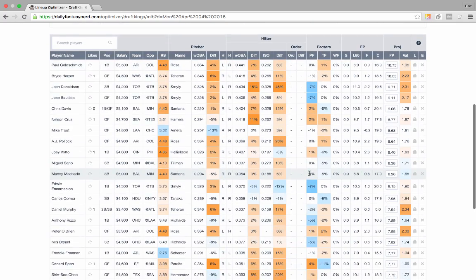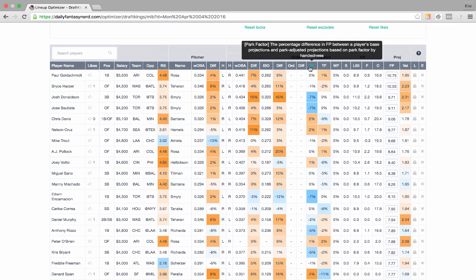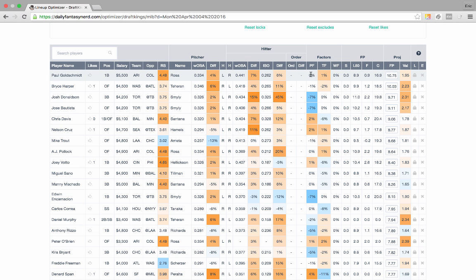Next, we have park factors. Park factors is the percent difference in impact on the hitters based off of the ballpark that they're playing at. The classic example of this is Coors Field, where it's just a very favorable ballpark to hit at, and they'll usually get a positive park factor split here. On the other side, there are certain ballparks that are pretty poor to play at, and so they'll usually get a negative impact.